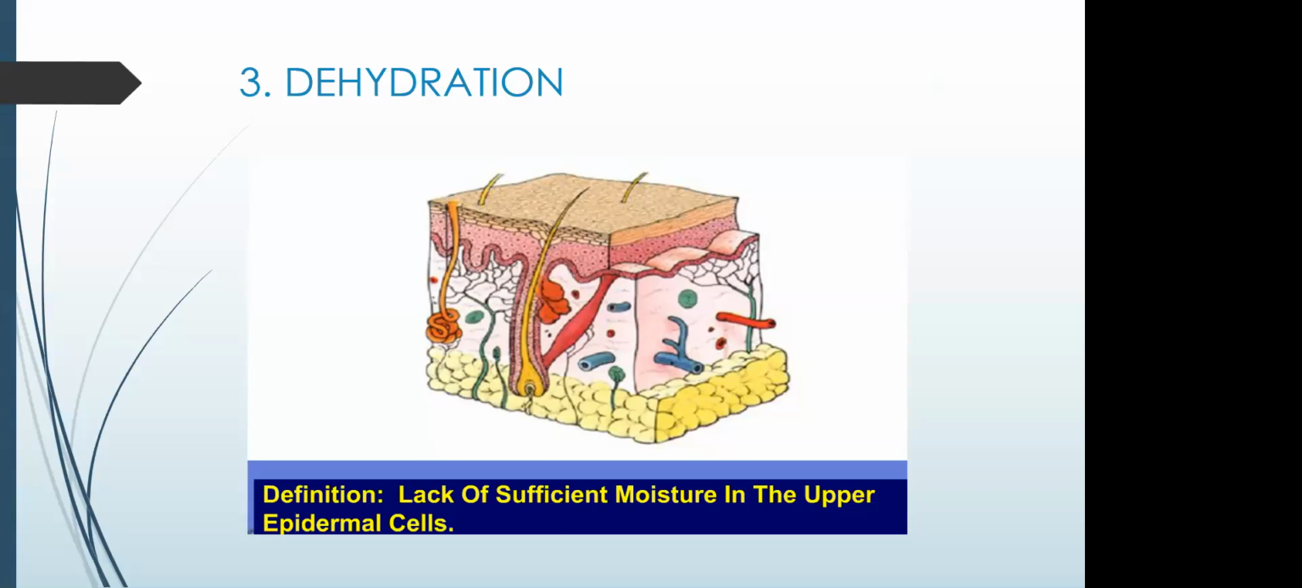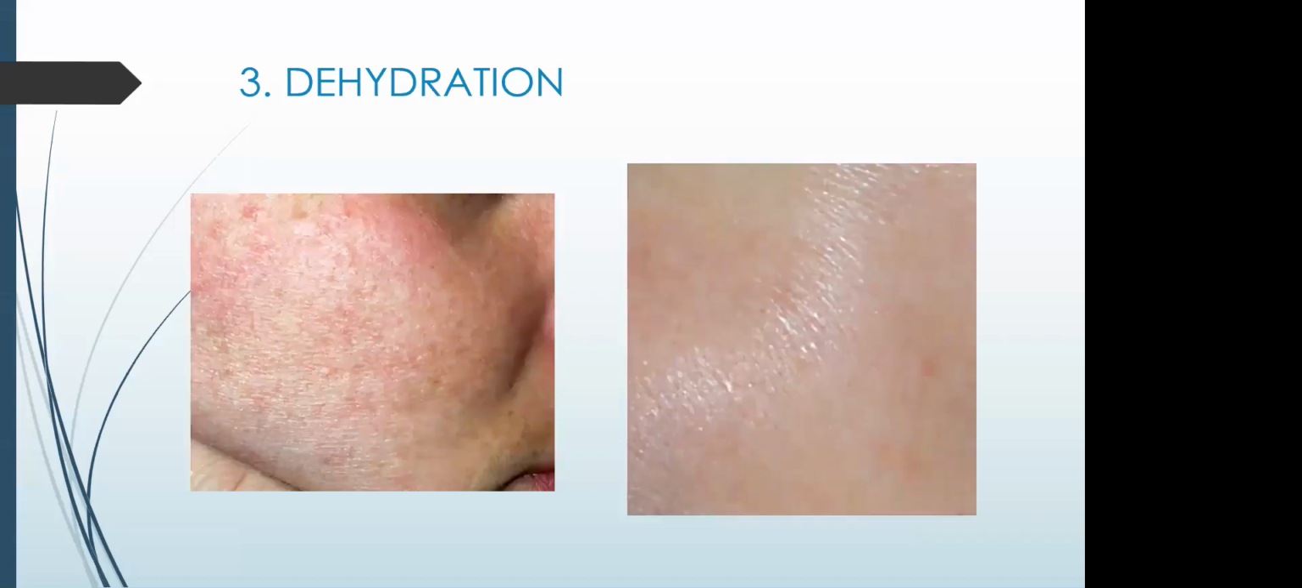Contributing factors for dehydration: not drinking enough water or drinking too many diuretics such as tea, coffee, and sodas, caffeine. Too much sun or wind, or living or visiting an area with extreme climates, deserts, mountains, etc. Not using moisturizer or not using the correct moisturizer for their skin type, and using harsh skincare products such as soaps or astringents that will strip the skin's moisture barrier. So here are some examples of dehydrated skin.